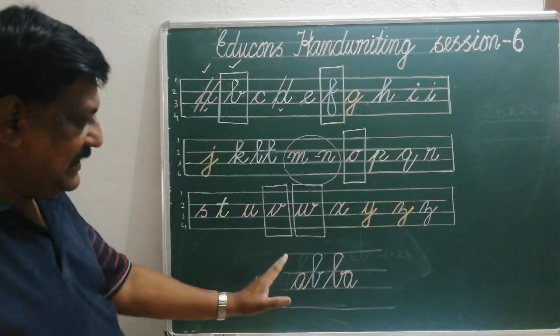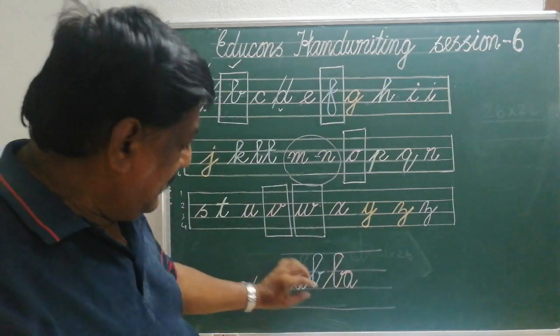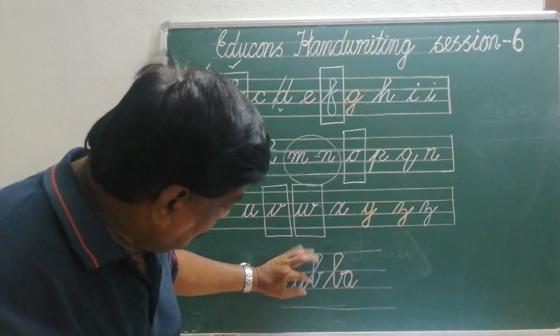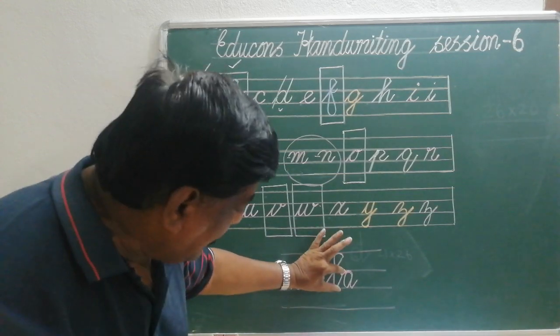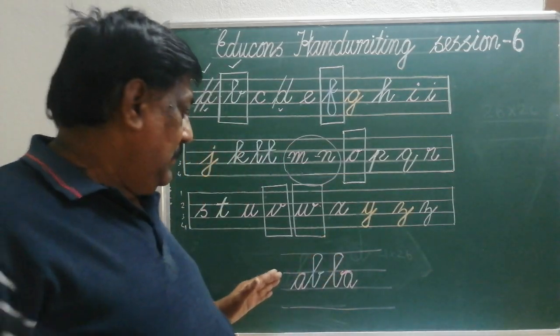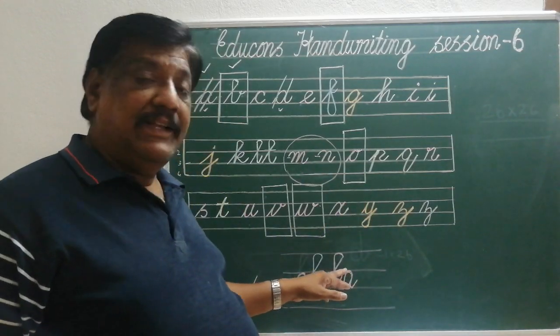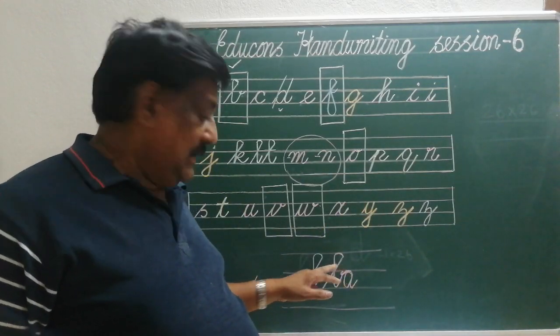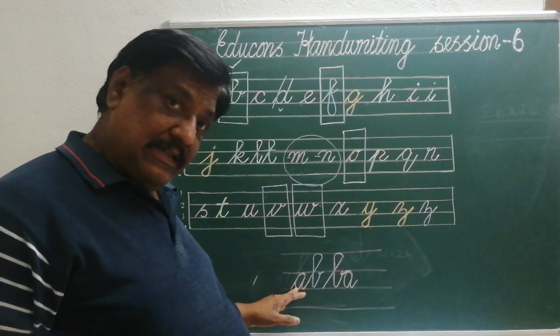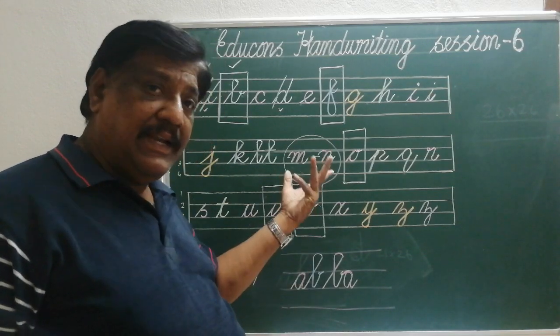Now you take these two. Connecting A and B, we are saving half of this. But connecting B and A, we are saving one full line. So, which is helping you to write faster? The letter ending with the second line. Is this difficult? No, it is a natural connection.